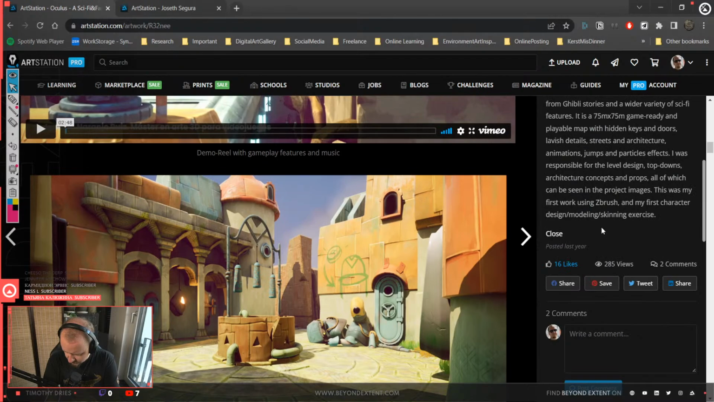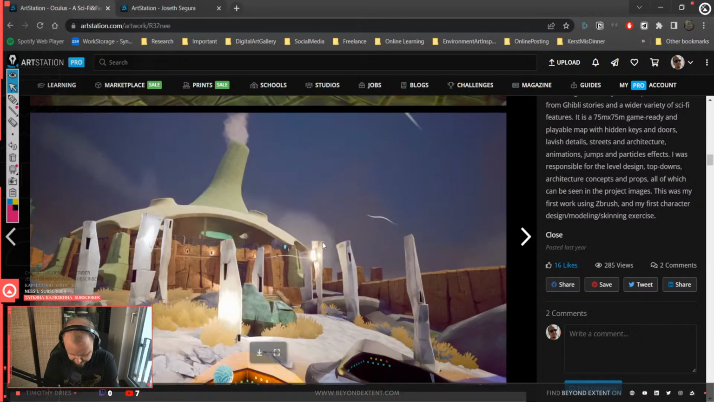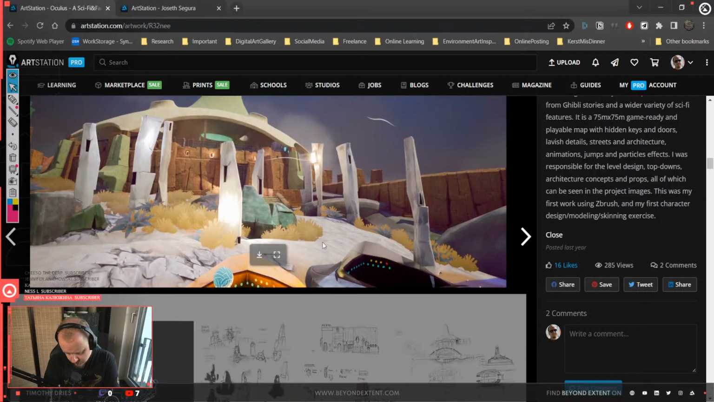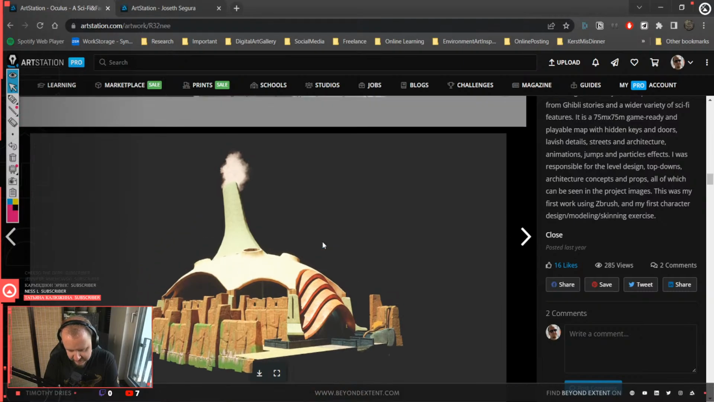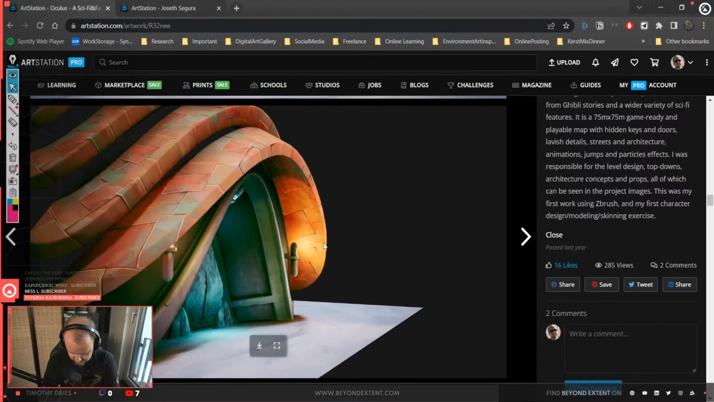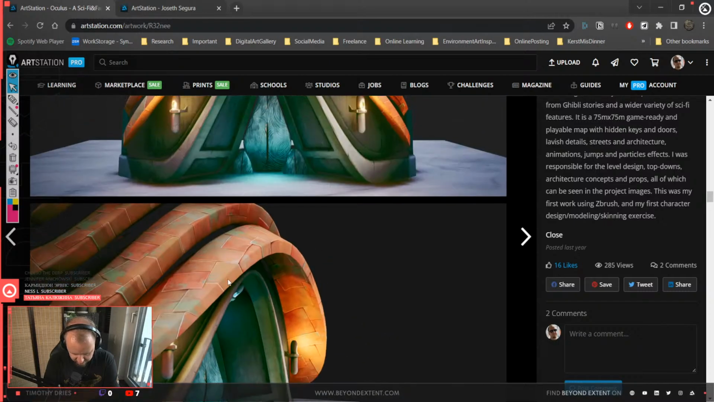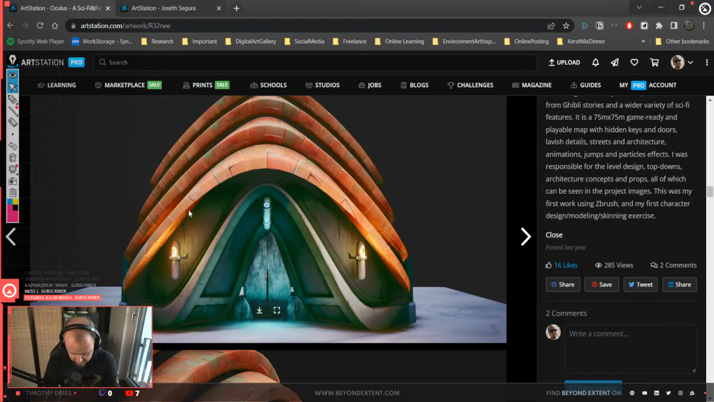And when is this, by the way? Posted last year. Okay. It has a very indie vibe to it, you know? Oh, this is nice. The curves in the building look really nice.